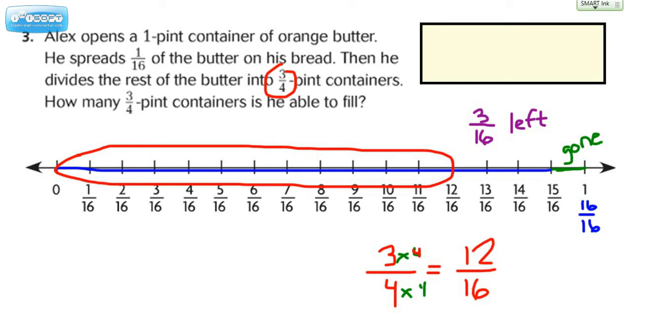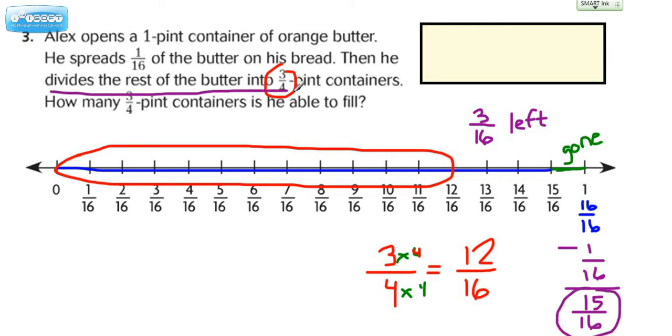Now let's say we were going to do the algorithm for this. Step 1, what we really did is we subtracted 1/16 from 16/16. So we subtracted these two things together, and we got 15/16. We took this amount, 15/16, and we divided that into 3/4 containers. So the algorithm for that would look like this: 15/16 divided by 3/4, or we could certainly choose the 12/16 equivalent.